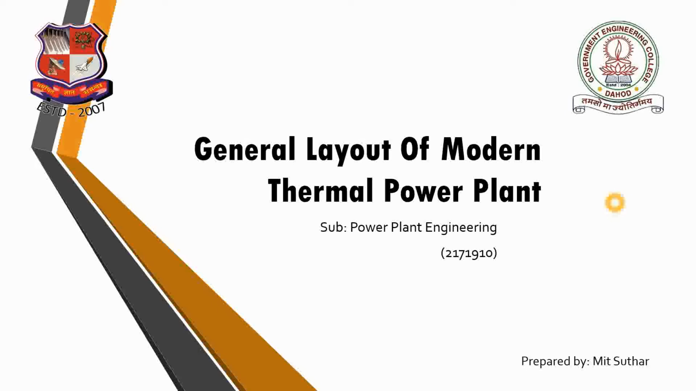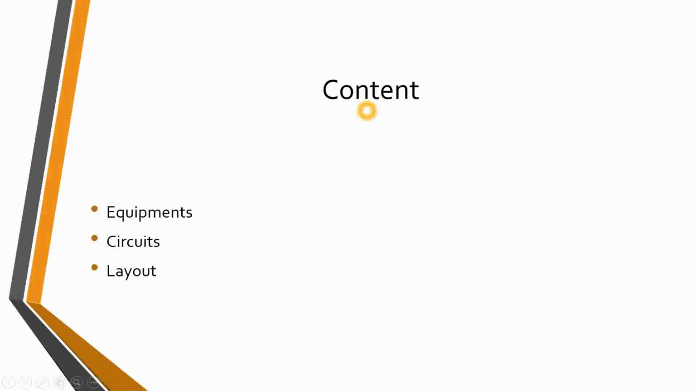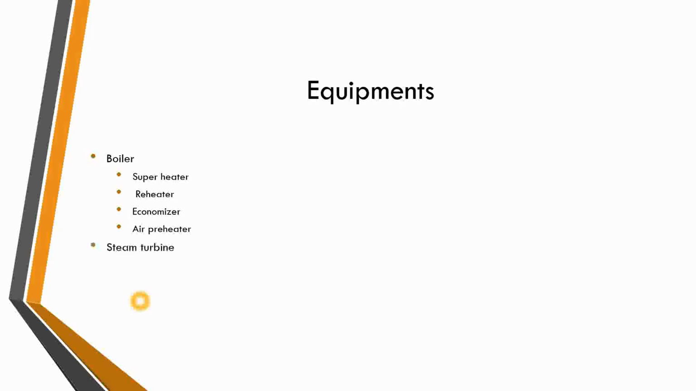Subject: power plant engineering. Okay, so let's begin. Contents. In the layout of a thermal power plant, there are mainly three topics which we have to focus on: first equipments, then circuits, and layout. Let's see in brief.